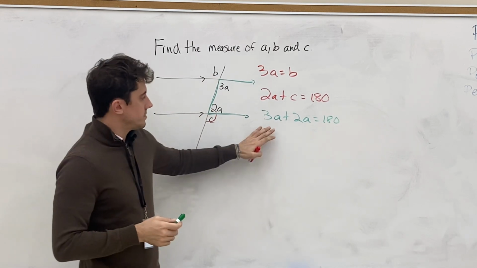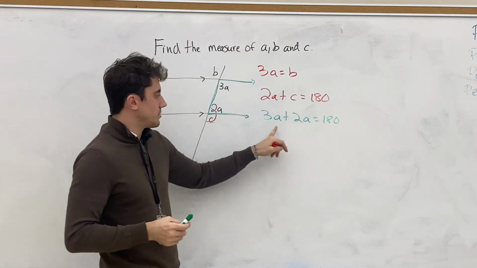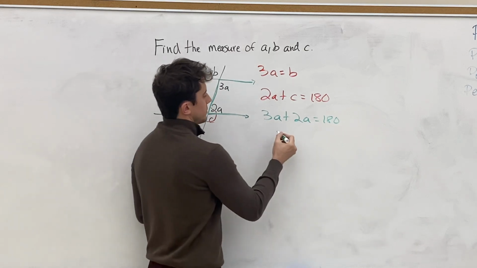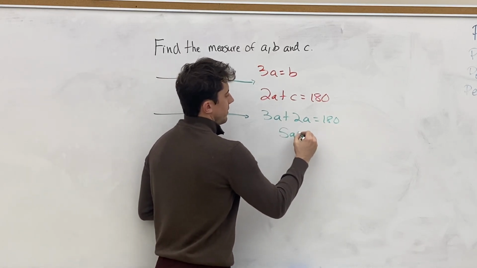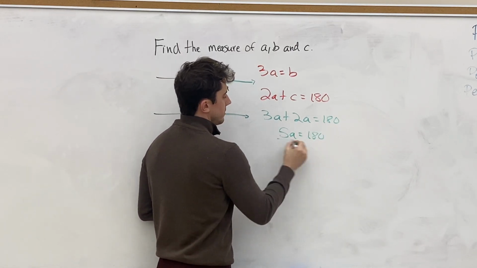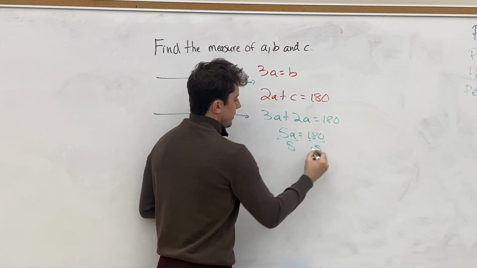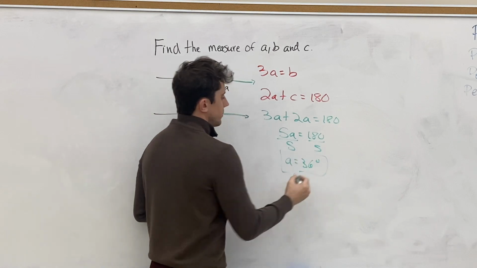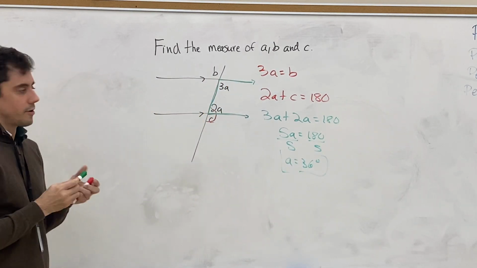And that means we can solve this equation, right? This is only one unknown in an equation. And so 3A plus 2A, of course, gives us 5A is equal to 180. And we know how to solve those. We divide by 5. And we find that A first is equal to 36 degrees, okay?